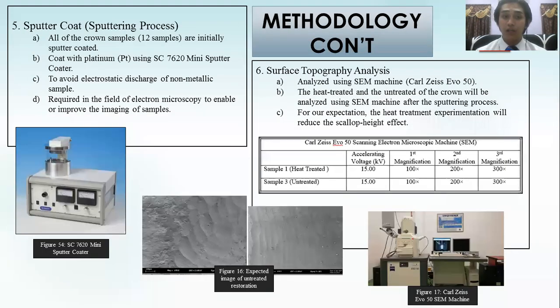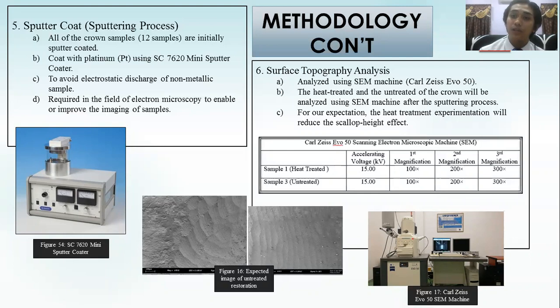The occlusal surface was not examined due to the complicated geometric surface profile on the crown. After that, we go to the sputtering process, which will be conducted after the roughness test. All of the samples need to be coated with platinum using the mini sputter coater provided by FKP. This process is required in the field of electron microscopy to enable or improve the imaging of the samples. And for the last process, the surface topography analysis, we conducted and analyzed this test using the SEM machine provided by FKP Lab.